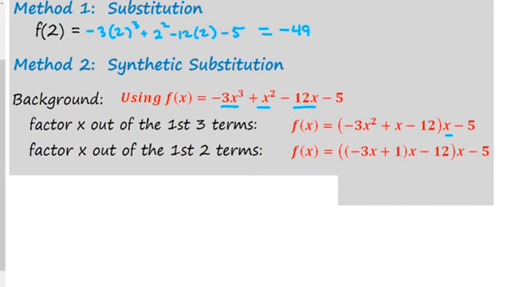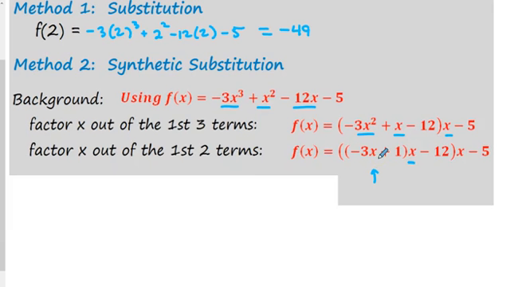Now we factor x out of the first 2 terms. Notice that these 2 terms both have an x in them. You can factor x out, and we end up with this. Now you would keep doing this process until you get down to the point where you only have a single term with an x in it, which is kind of where we are right now.